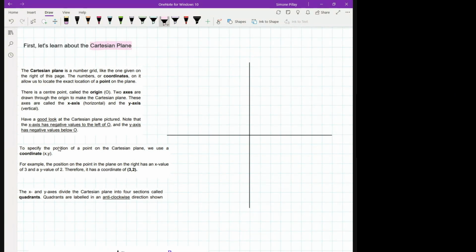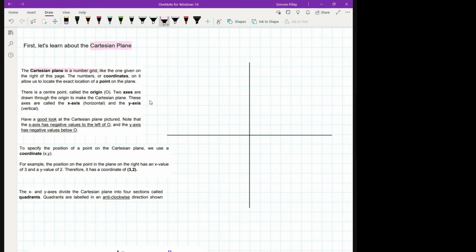Now, what I want you guys to be very aware of is that it is super important to know exactly what the Cartesian plane is, how it works, and how you can use it, so that when we get to drawing graphs, our graphs are going to be drawn on this Cartesian plane. You're not going to be able to understand what is going on if you first don't understand the Cartesian plane. So first things first, the Cartesian plane is a number grid.